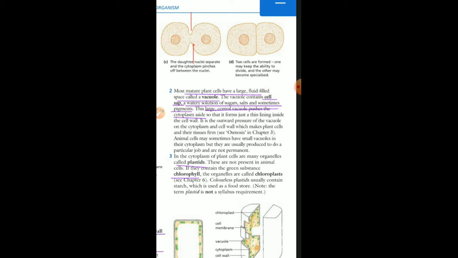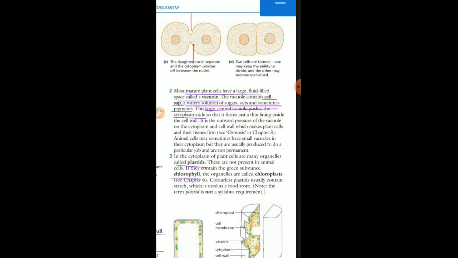The third difference is that in the cytoplasm of plant cells, there are many organelles called plastids. Plastids are the third major difference, and they are not present in animal cells because we don't need to do photosynthesis or use chlorophyll. We directly receive sunlight and vitamin D is produced in our body. So plant cells contain plastids, which are not present in animal cells.